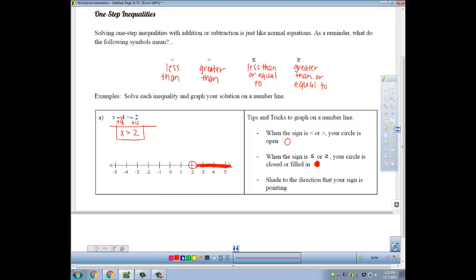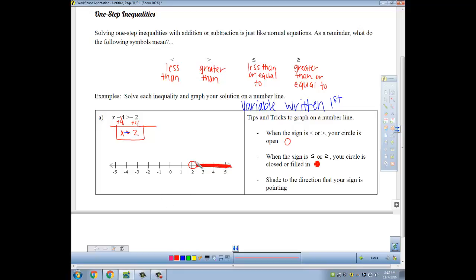Now there's a trick to this. As long as your variable is written first, you can draw a line through your symbol that creates an arrow. The arrow points to the right, so we shade to the right. So write this down. Always put the variable, so the variable is written first. It will make things easier for you. So always put the variable first.